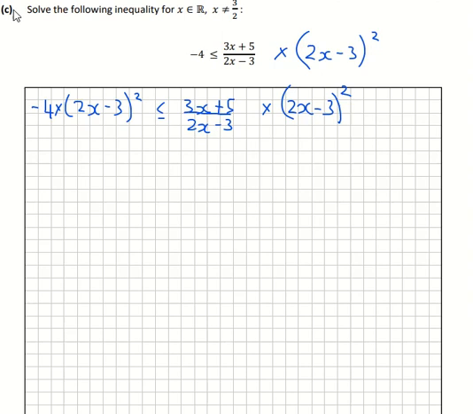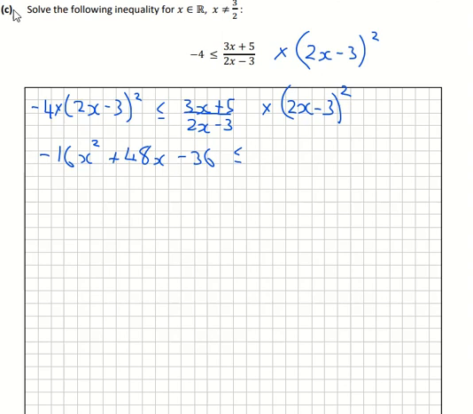So multiply out the brackets here. Square the first, that's 4x squared, and multiply it by minus 4, that gives me minus 16x squared. Multiply the two of them and double it, gives me minus 12x, multiplied by minus 4 is plus 48x. Square the last is 9, and multiply it by minus 4, that gives me minus 36, and that's less than or equal to.